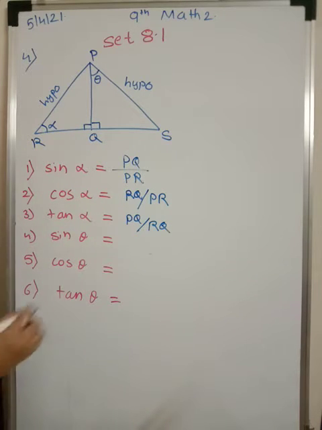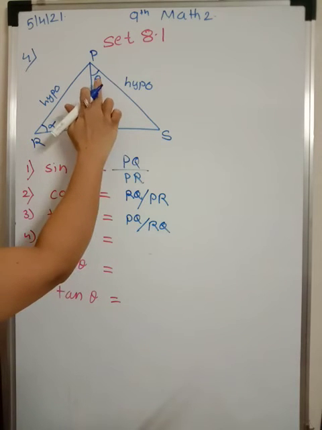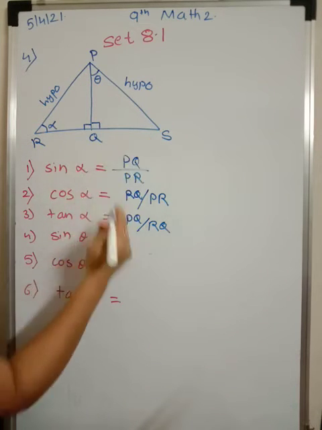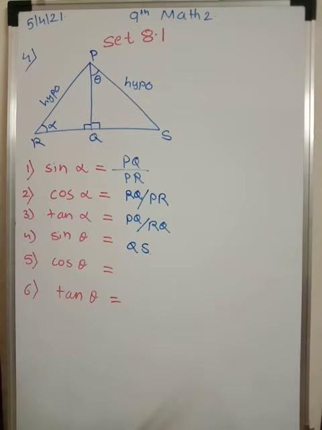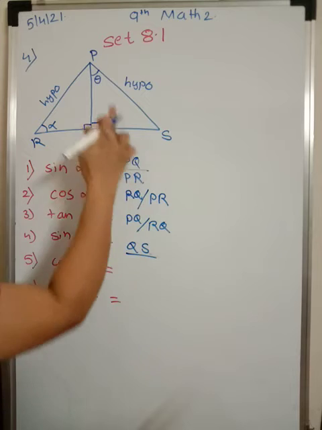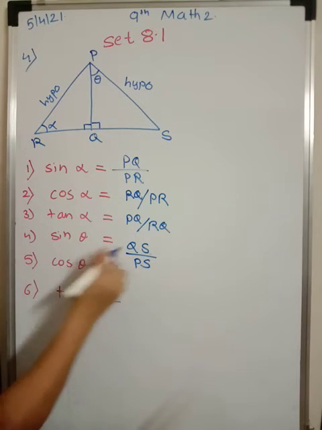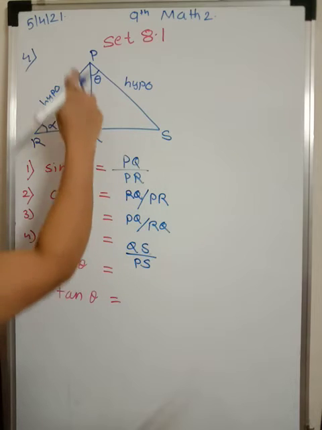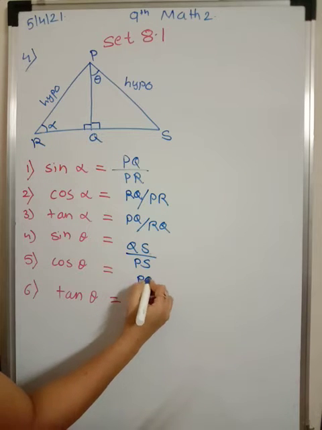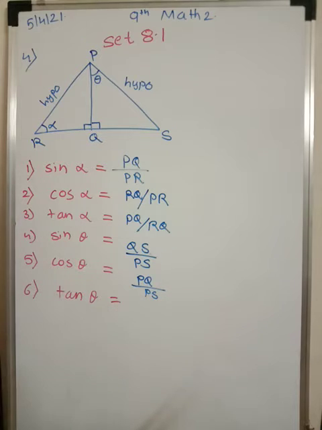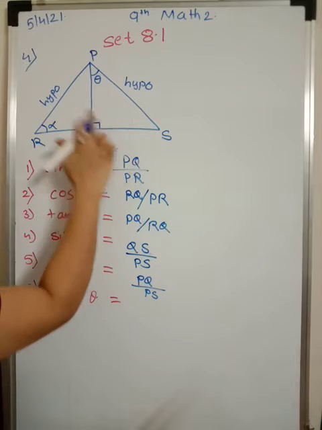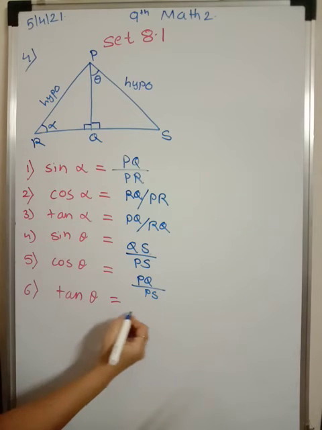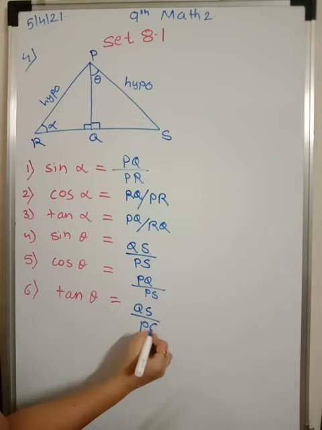Now let's go for the theta ratios. Sine of theta. Sine is opposite side. The opposite side is QS, or you can write SQ; both are correct. So QS upon hypotenuse PS. Now cos of theta. Cos is adjacent side upon hypotenuse. This is opposite and this is adjacent for theta. So it will be PQ upon PS. That is cos of theta. And tan theta is opposite side upon adjacent side, so QS upon PQ.